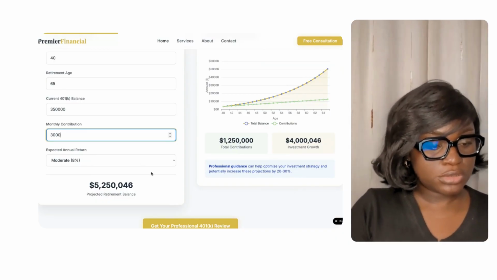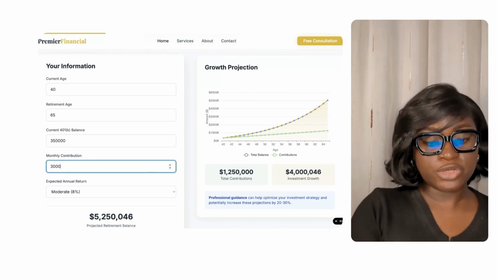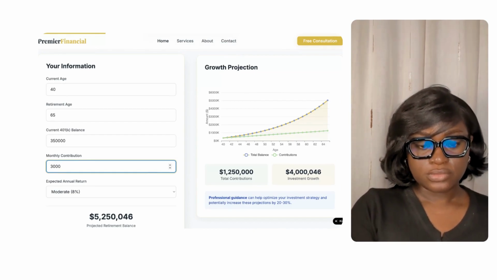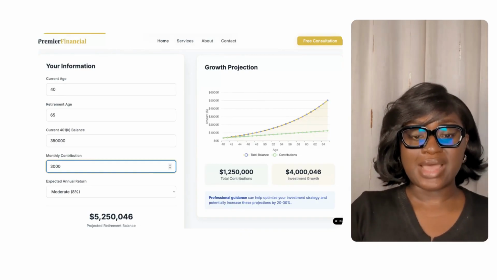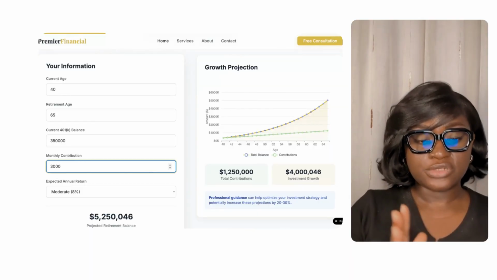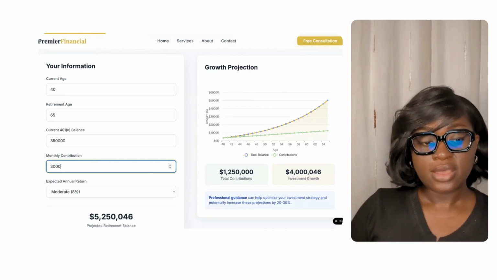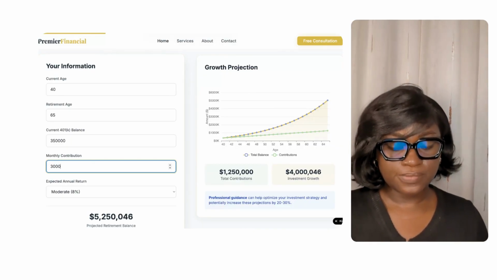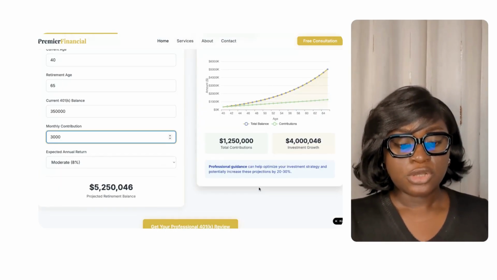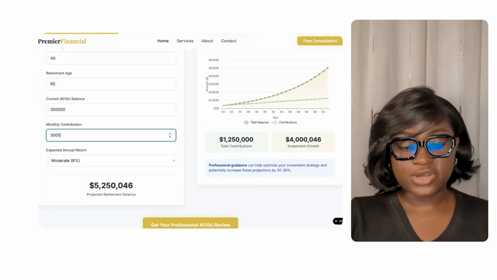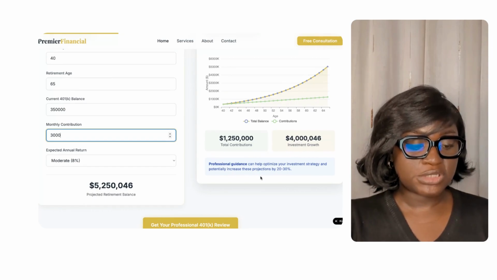Monthly contribution, let's do 3,000. Moderate annual returns, 8%. You can see that immediately as I was inputting the numbers, the graph kept changing, and that would show the target audience immediately that whatever answer they're getting is tailored specifically towards them. It's not a general graph, it's not a general reply, it's tailored towards them. So we have it here: total contribution, investment growth. Professional guidance can help optimize your investment strategy and potentially increase these projections by 20 to 30%.